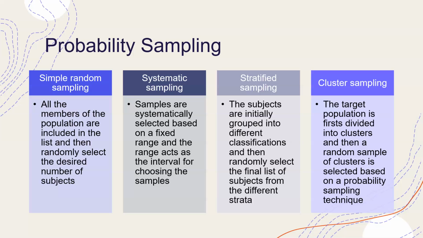Then, the researcher randomly selects a number of identified areas. It is important that all areas or clusters within the population be given equal chances of being selected. The researcher can either include all the individuals within the selected areas, or he can randomly select subjects from the identified areas based on a probability sampling technique, such as simple random sampling.